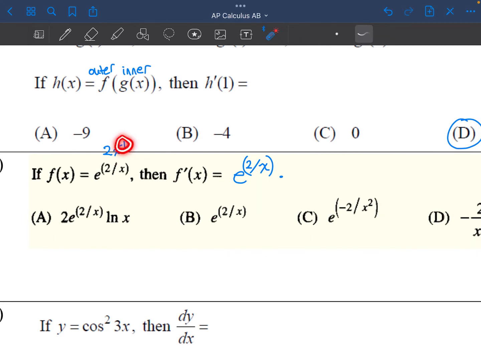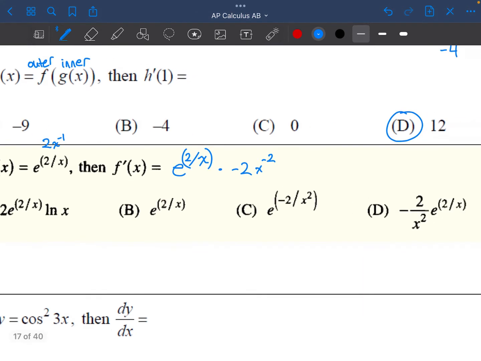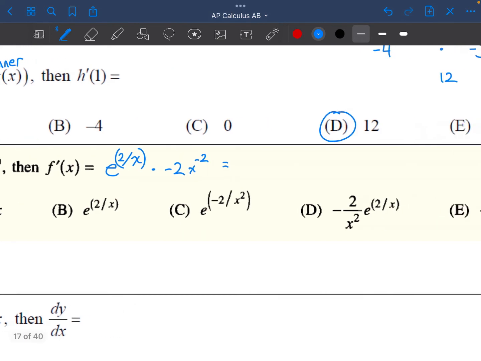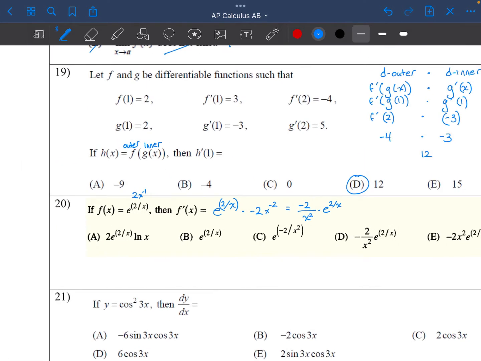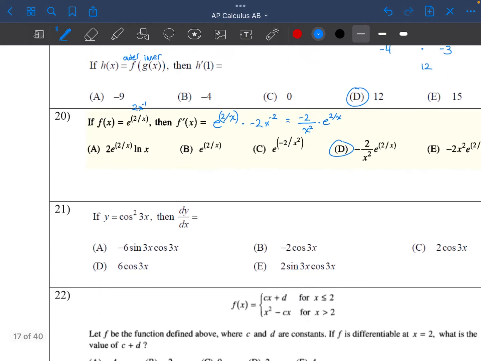The power rule states that I'm going to multiply that number down in front, so I'm going to have a negative 2, and then I'm going to go down a power. So this is going to be times negative 2 x to the power of negative 2. And I can rewrite that a little bit. In the top, I have a negative 2, all over x squared, and then I need to multiply that by e to the 2 over x. And I think that's just D exactly as I wrote it. Cool. Moving on to number 21.